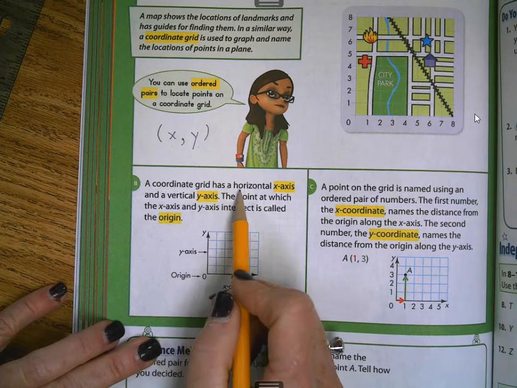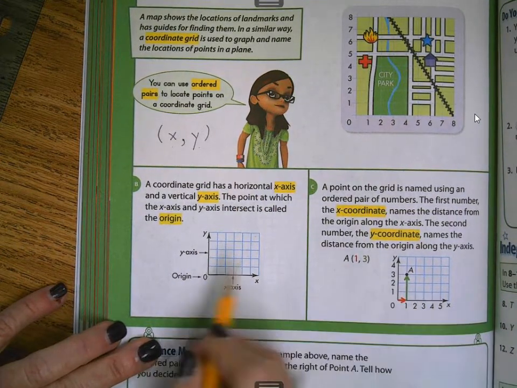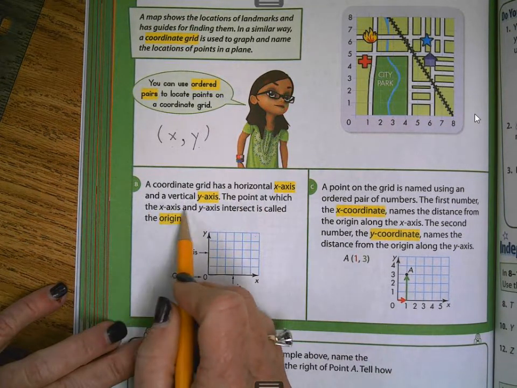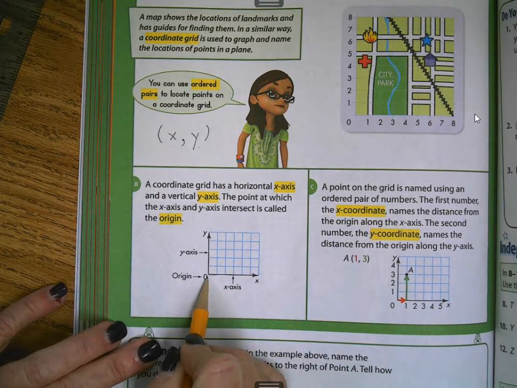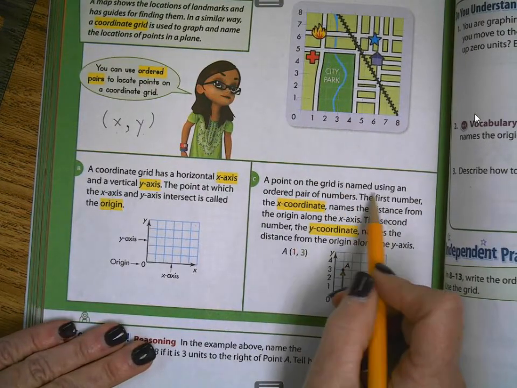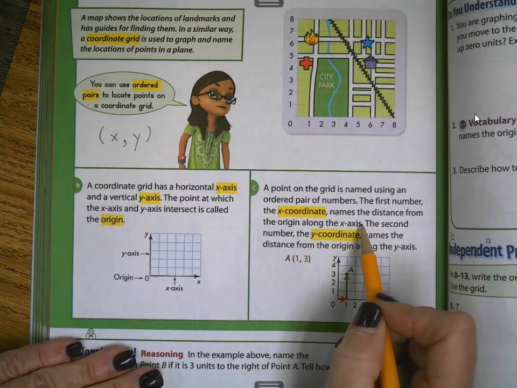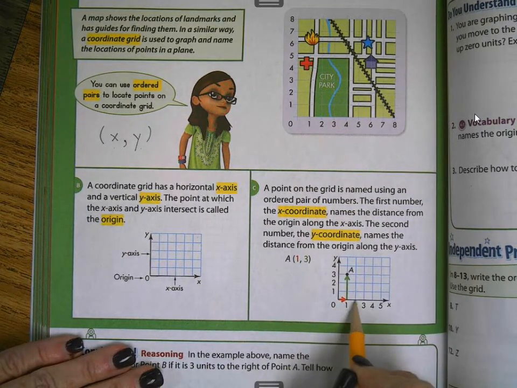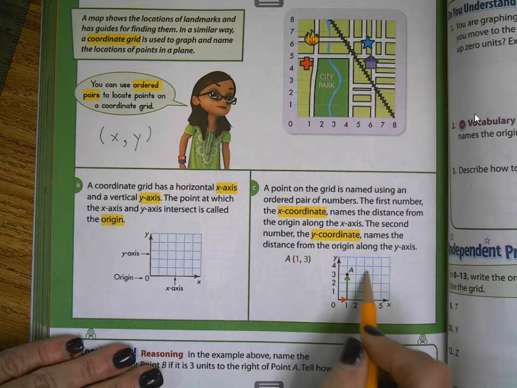A coordinate grid has a horizontal x-axis, here it is, and a vertical y-axis, here it is. The point at which the x-axis and the y-axis intersect is called the origin. So there it is. A point on the grid is named using an ordered pair of numbers. The first number, the x-coordinate, names the distance from the origin along the x-axis. The y-coordinate names the distance from the origin along the y-axis.